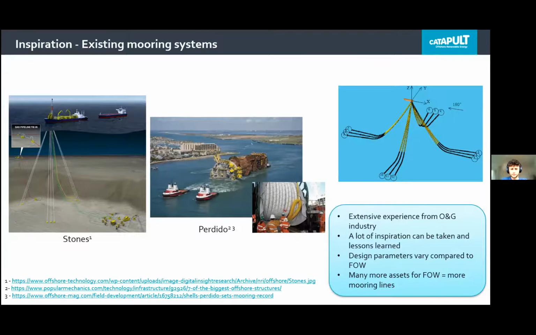One of the major differences between oil and gas installations and floating wind is that a floating wind farm involves many more assets with many more mooring lines when you're comparing it to a single oil and gas installation. This will affect the mooring materials used quite a lot, as it's going to have a large effect on the costs associated with them.